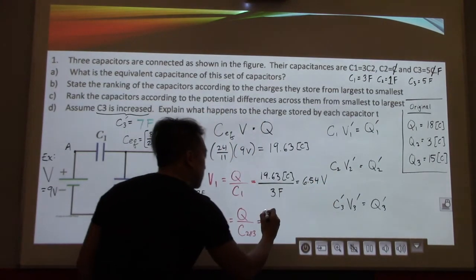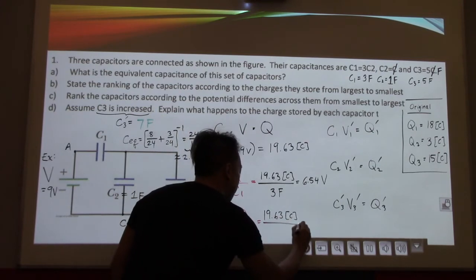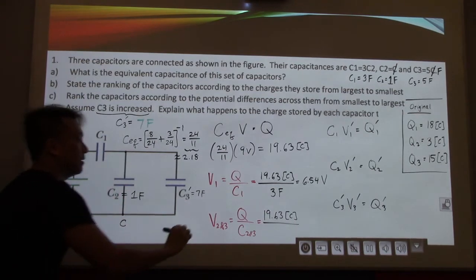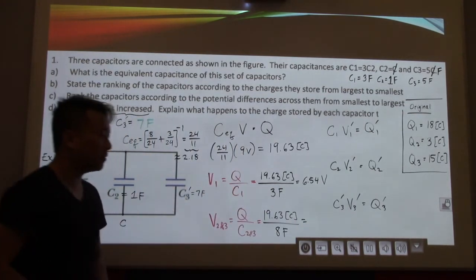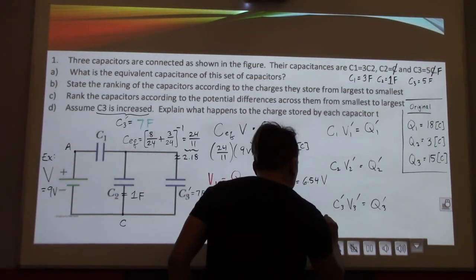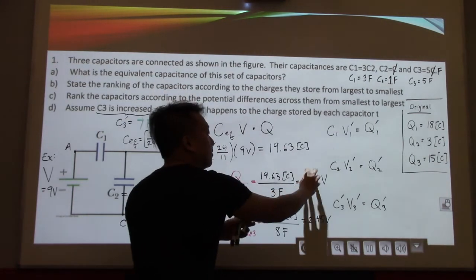And then what's this one? This is going to be the same amount of charge divided by the capacitance of this combined system. That combined system was 8, right? So this divided by 8 farads. What's that number going to be? 2.45. Awesome. 2.45 volts. Okay. Now, we're going to take these numbers.